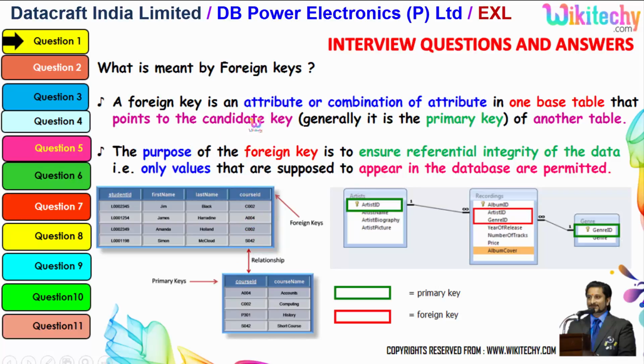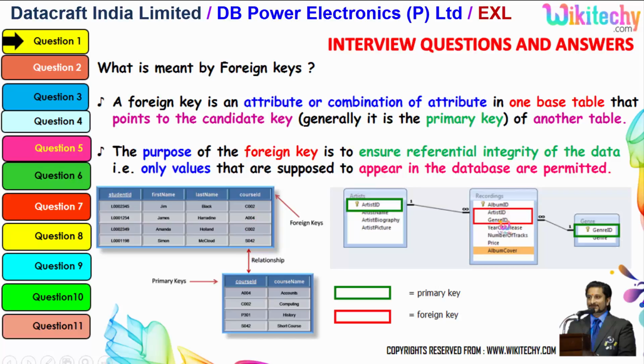So a foreign key is an attribute or combination of attributes in one base table that points to the candidate key of another table. The purpose of the foreign key is to ensure referential integrity of the data. Only values that are supposed to appear in the database are permitted. So if the course is not there, the student can't join. That's how the foreign key relationship is.